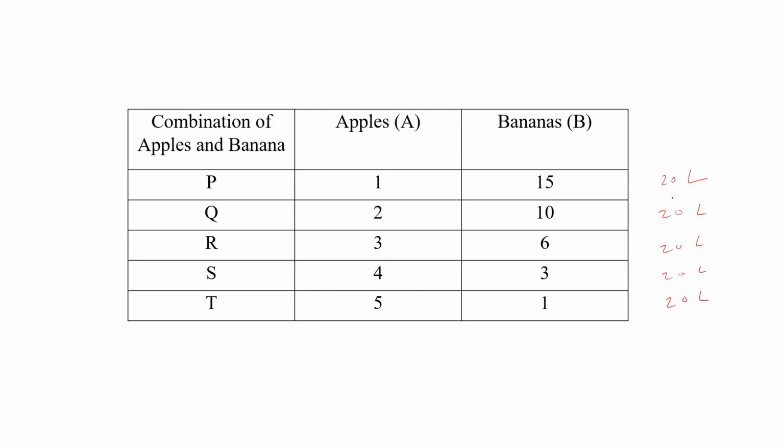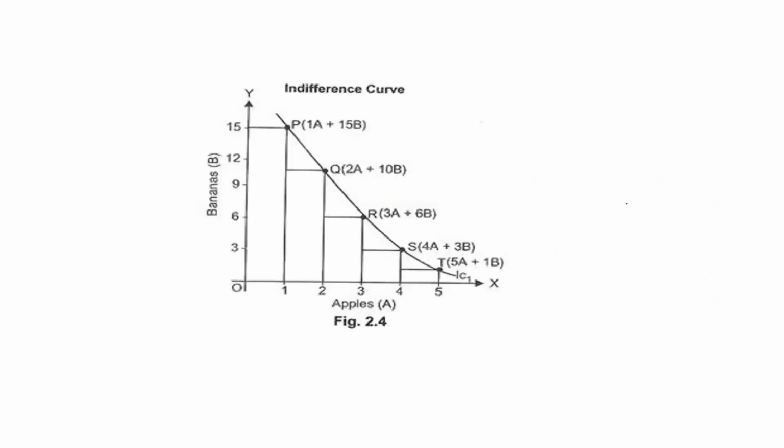Remember that this specific figure, 20 levels of satisfaction, I am taking hypothetically. I hope you have got some idea of what this is about. This is the indifference curve. It's just showing the different combinations. This is P combination, this is Q combination, this is R combination, this is S, and this is T combination.